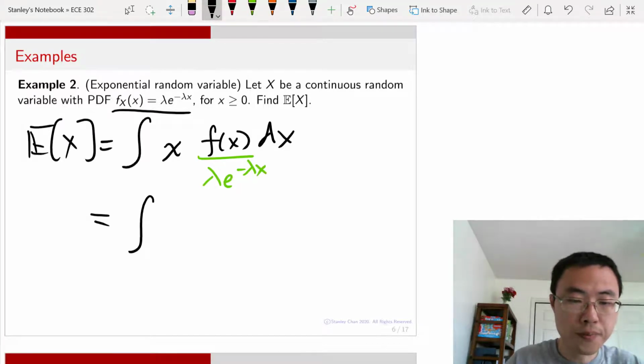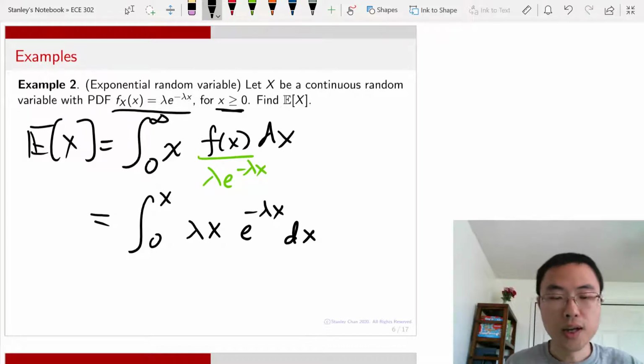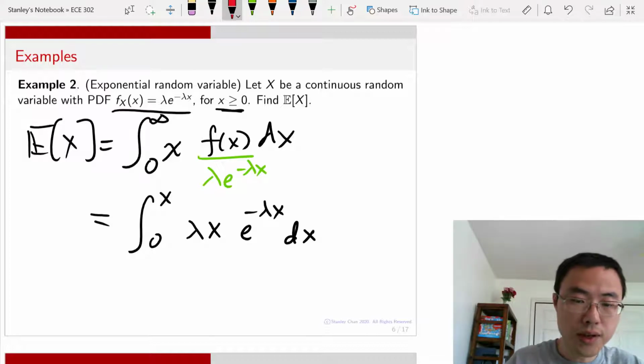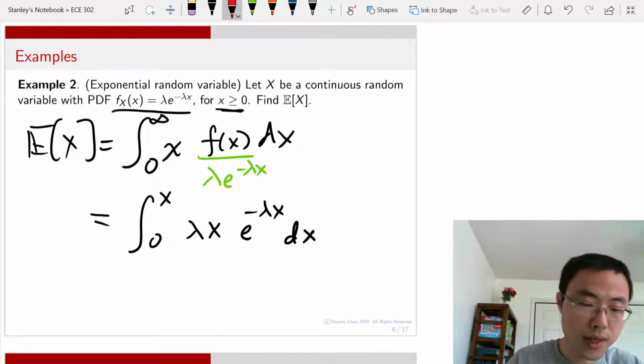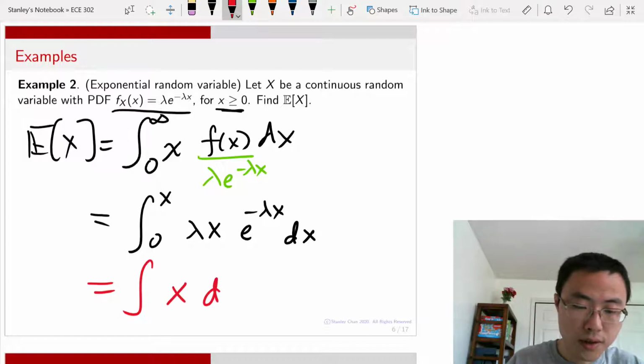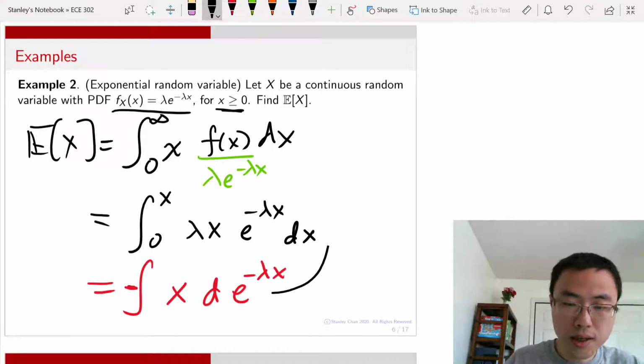So we have integration from 0 to infinity, because that's the range. Okay, so 0 to infinity, lambda x, e minus lambda x, dx. Now, how do we do this calculation? Well, this calculation can be done by using a trick called integration by parts. How do we do that? So this is equal to x d of e minus lambda x. Don't forget that there's a minus sign here.